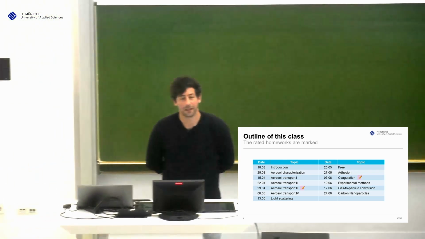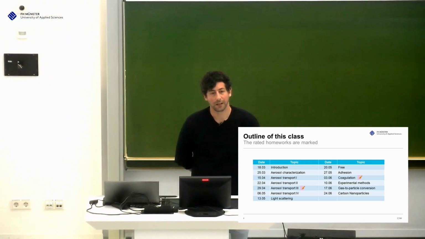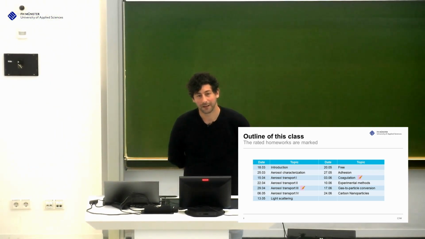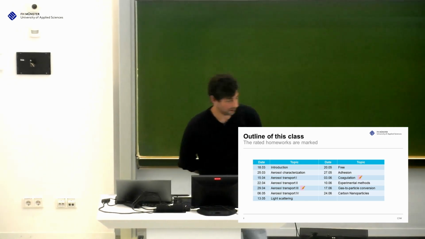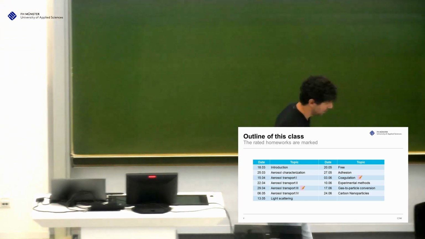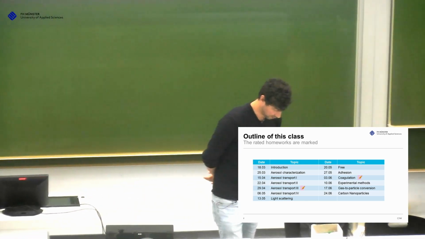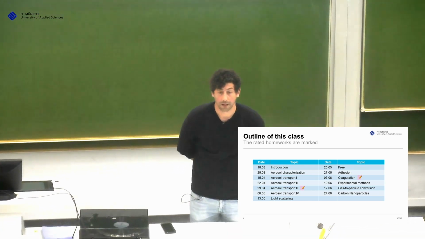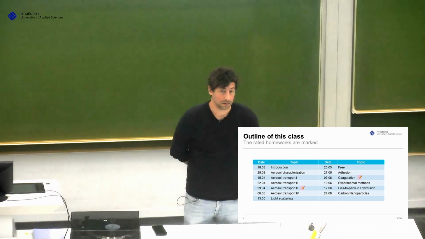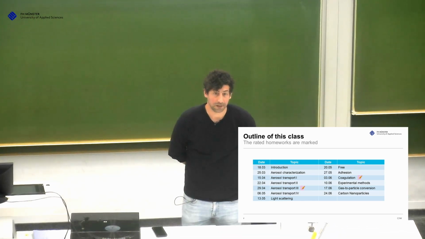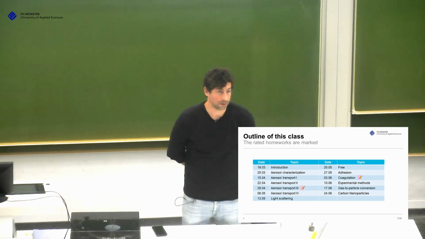Yeah? Sorry, about the coagulation. You tried the formula for N(t) over N0 last session, but in your PowerPoint that you uploaded, there is t over 2. The formula is different than what we got in the class. Take the one from the slide, right?